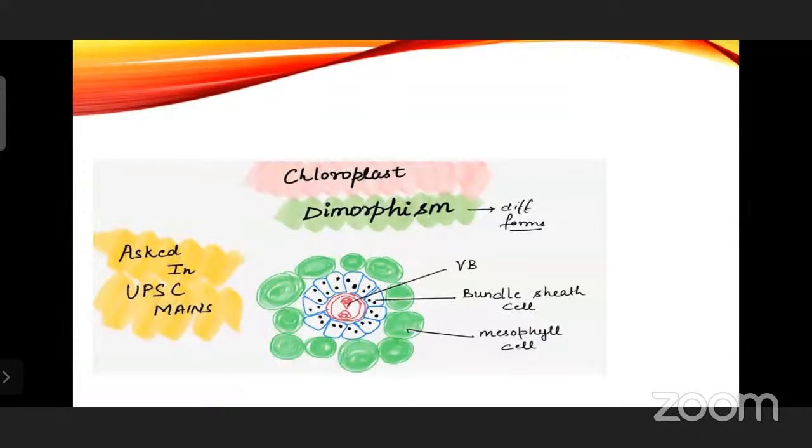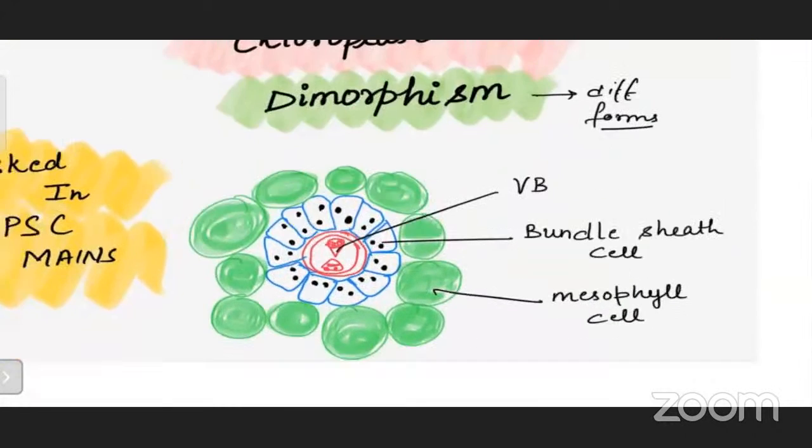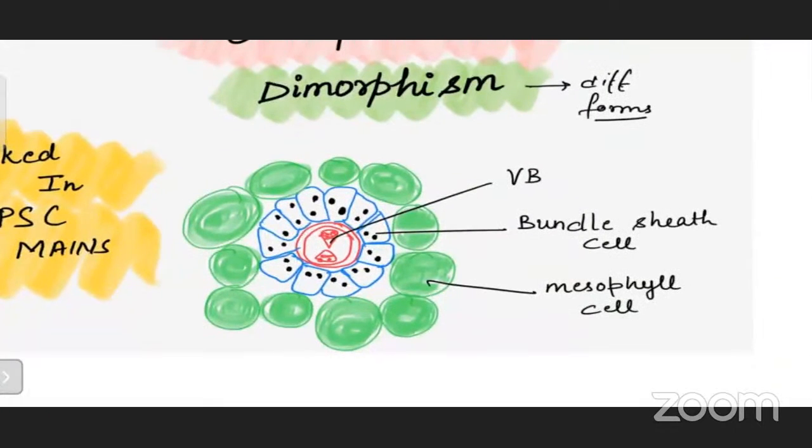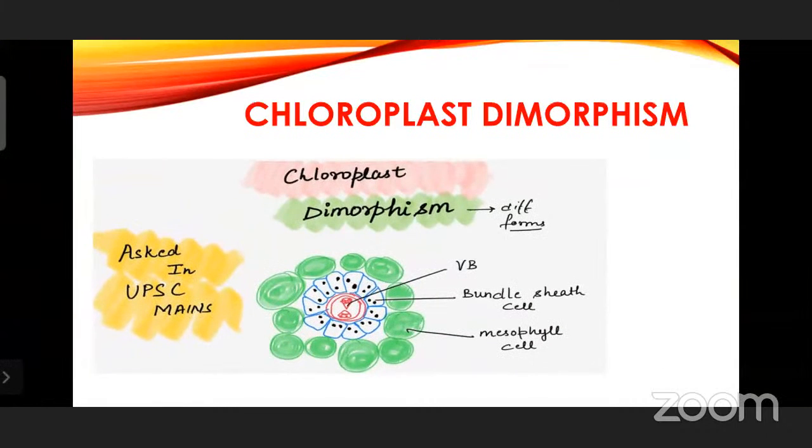This was asked in UPSC mains also. You can see the vascular bundle is in the center and the bundle sheath cells are having a dimorphic chloroplast. That means they are showing the Kranz anatomy, having agranal chloroplast. Agranal chloroplast means not having grana, having only stroma, only dark reaction will be taking place here. And this dark green color is a mesophyll cell having the normal chloroplast. I hope you understand this topic very well.